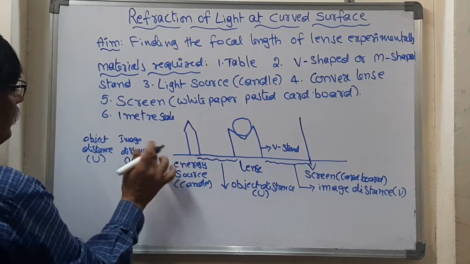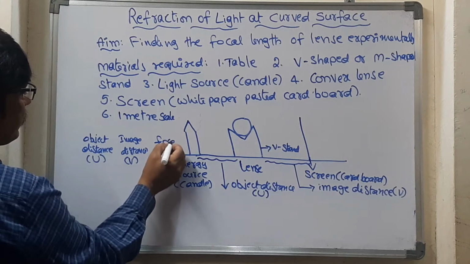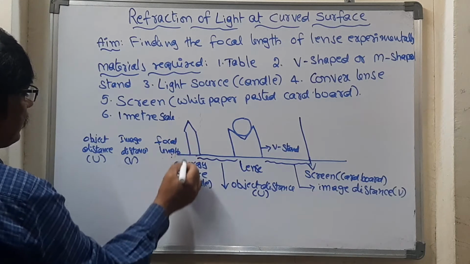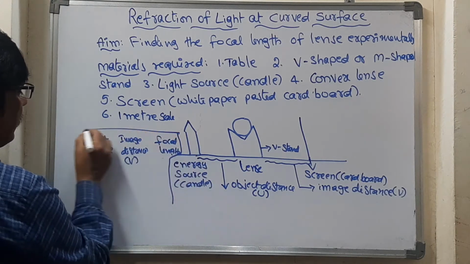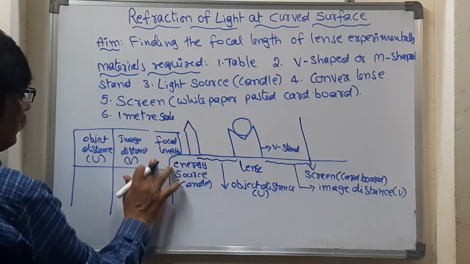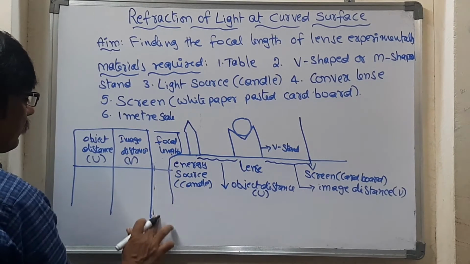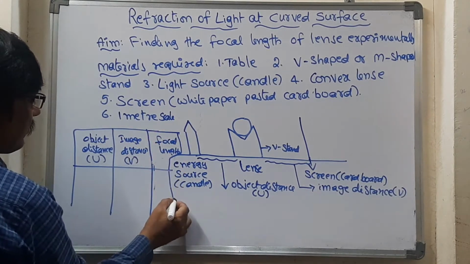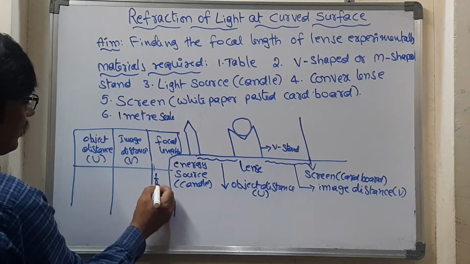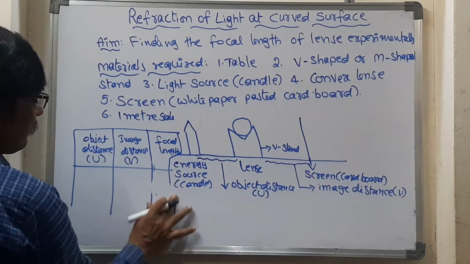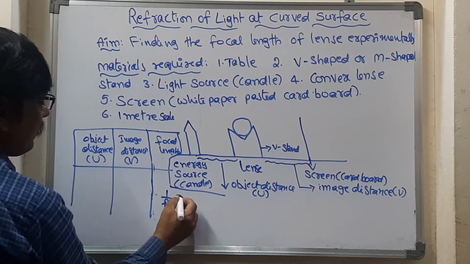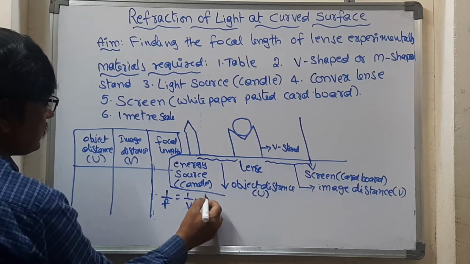And we have to find the focal length, right? The focal length of the lens, we should find. How can you find the focal length? Here we have to draw a table, and here we can use one formula. Just keep this formula in mind, and with the help of this formula we can find the focal length. I will write the formula here so you will understand. This we are calling the lens formula: 1 by F is equal to 1 by V minus 1 by U.